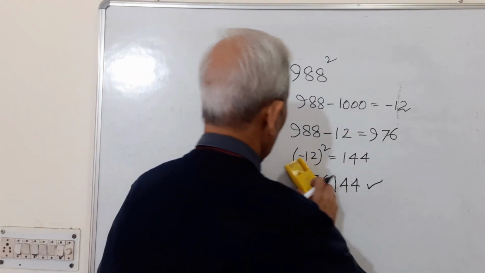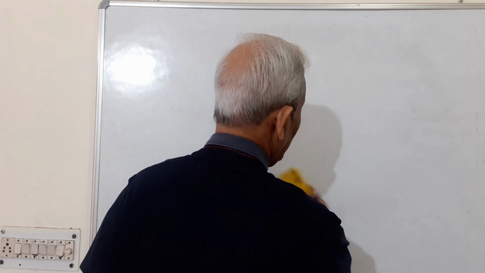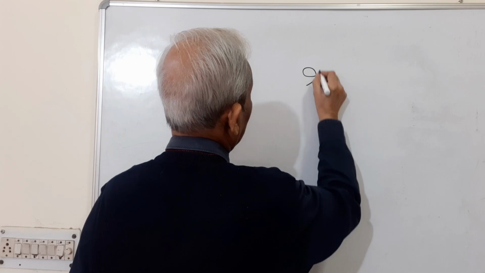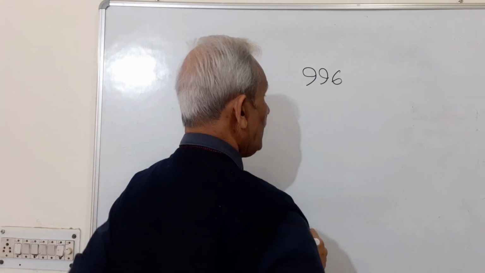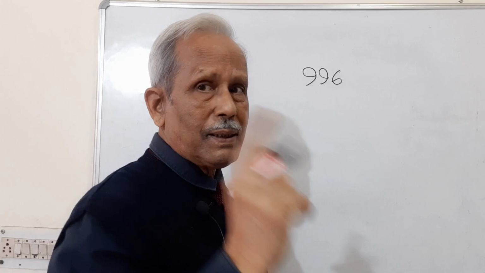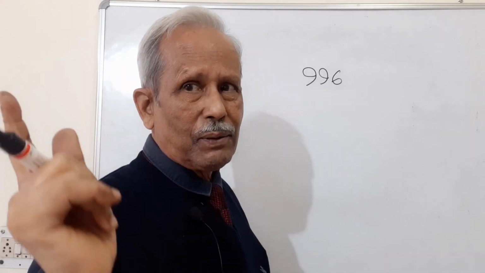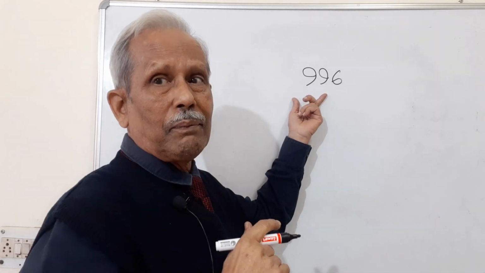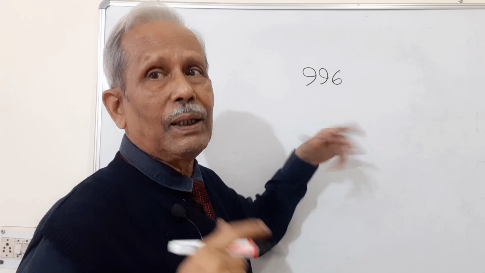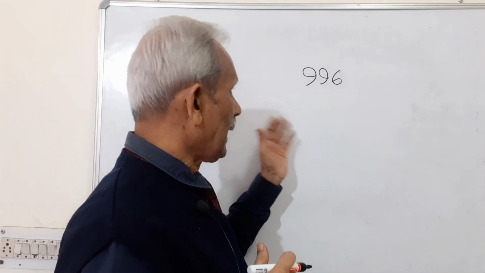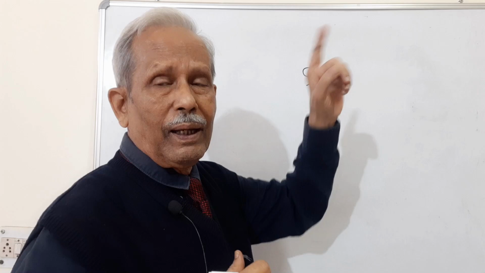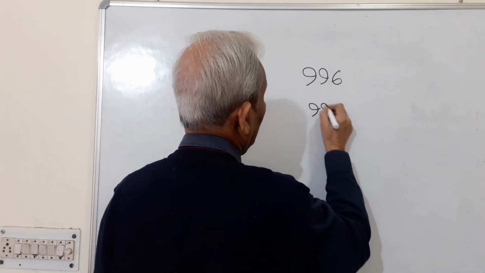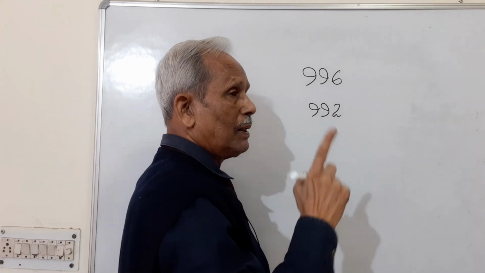I'll do just one more to make you feel that even without writing, as I've done earlier also, but again I'll do it once again. Say 996 square. If I say 996 square, you see the difference from the base is -4. 996 minus 1000, -4. That means you have to subtract 4 from this number, and that becomes 992. 996 minus 4 is 992. First part of the answer is 992. Second part is -4 square, how much? 16. So the first part of the answer was 992 and the second part of the answer is 16.